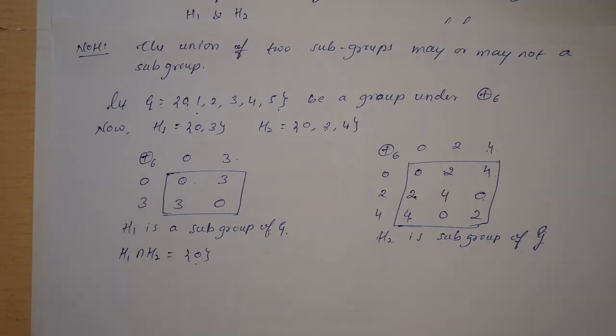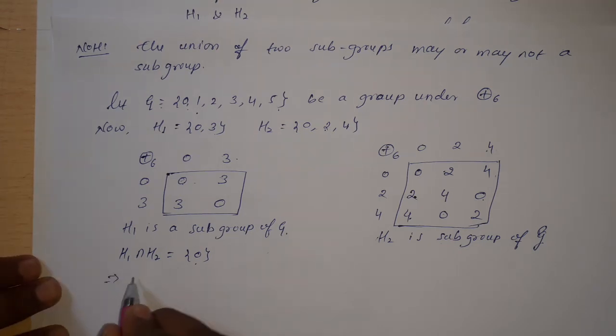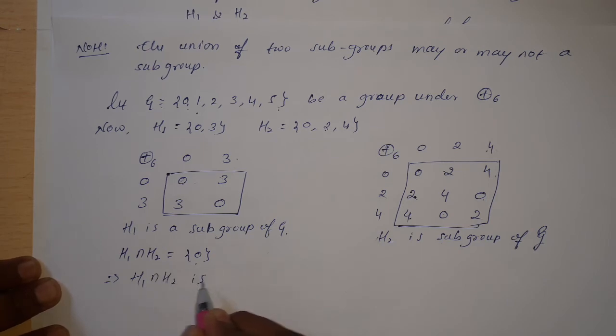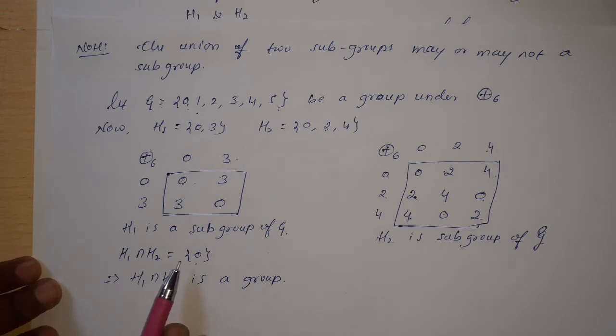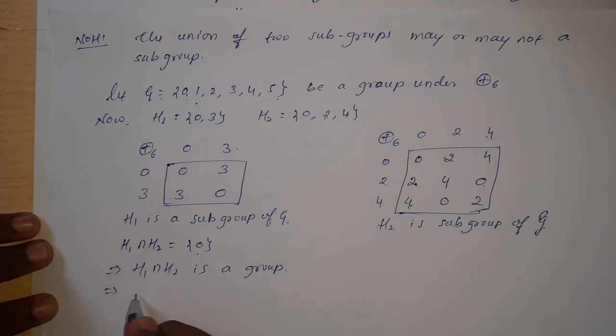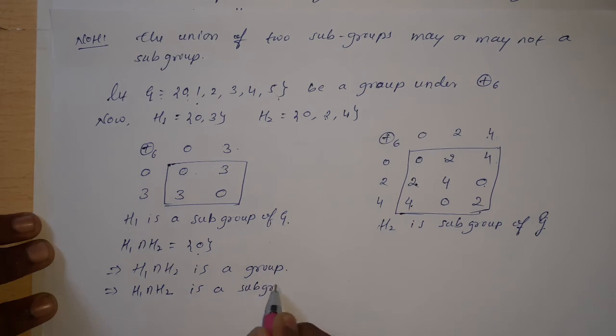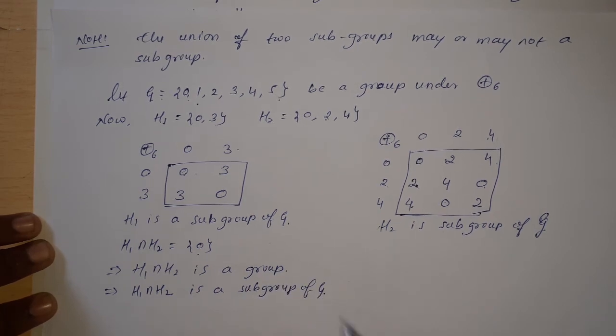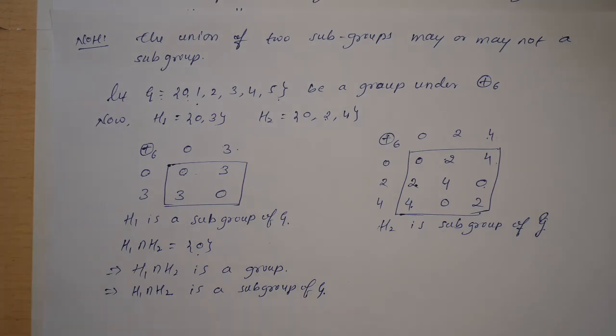Then we know that any set having the identity element alone is always a group. So it implies that H1 intersection H2 is a group because it is having only the identity element. There is no other element except 0. So H1 intersection H2 is a group. If it is a group, then H1 intersection H2 is a subgroup of G. So that is for the first statement.